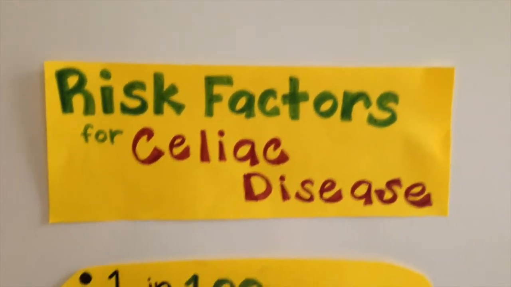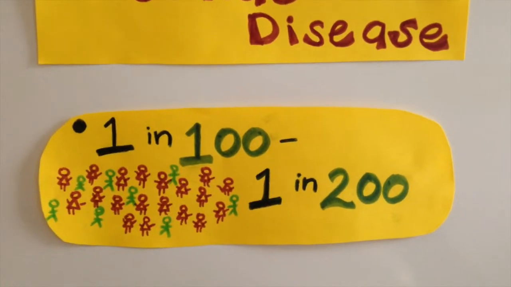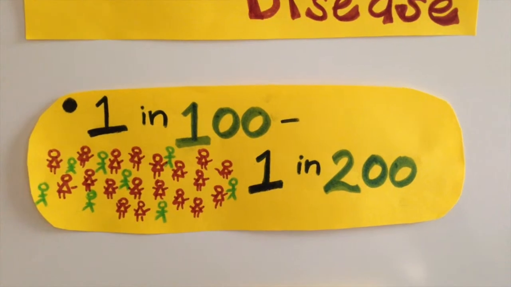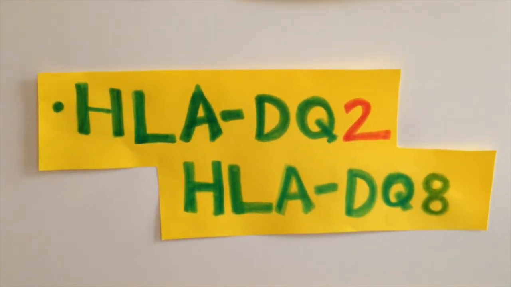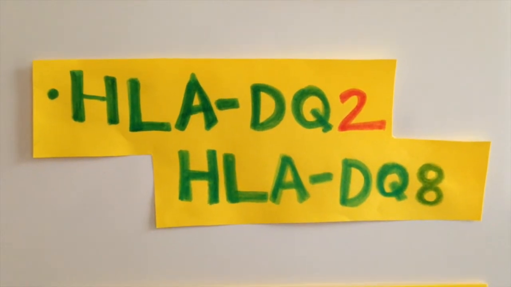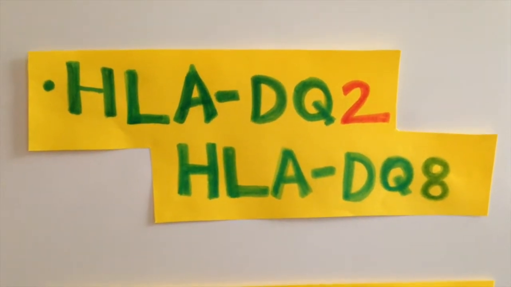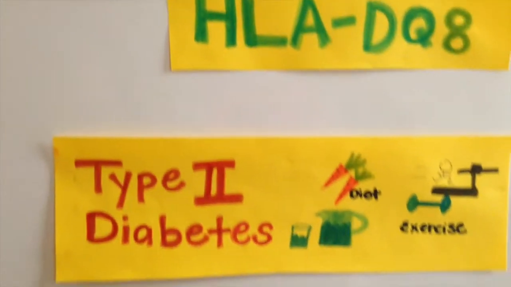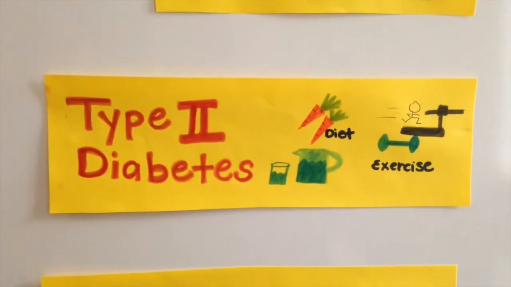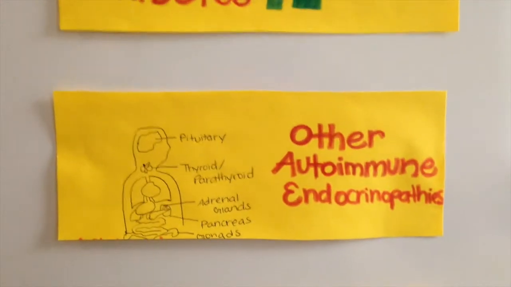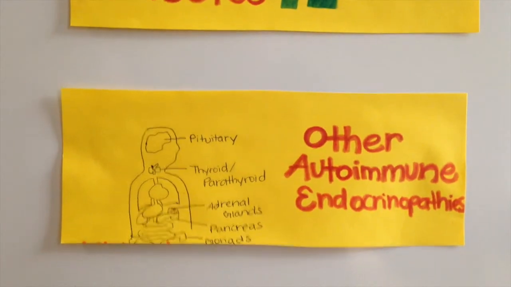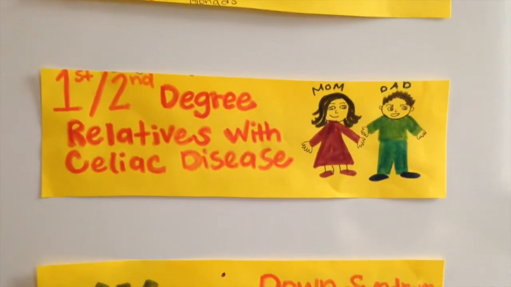Causes and risk factors. It's estimated that 1 in 100 to 1 in 200 people in the general population have celiac disease. People with the disorder share the major histocompatibility complex 2 allele, HLA-DQ2 or HLA-DQ8. There's an increased risk for people with type 2 diabetes, other autoimmune endocrinopathies, first and second degree relatives with celiac disease, and individuals with Down syndrome and Turner syndrome.